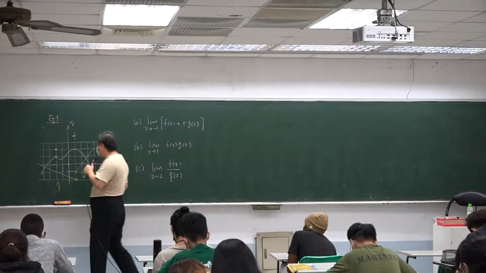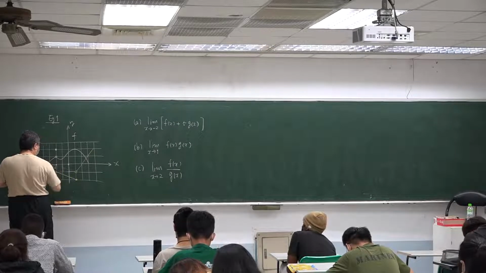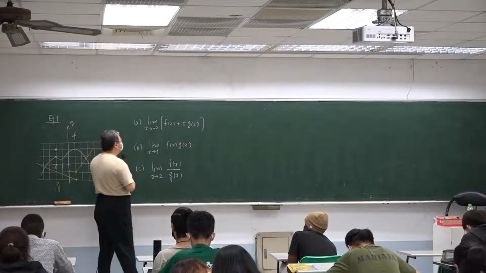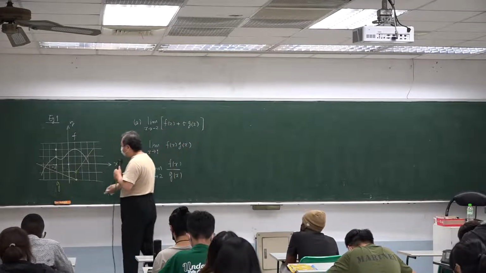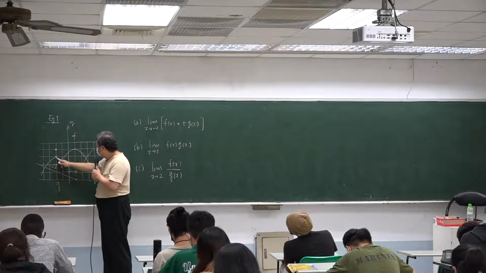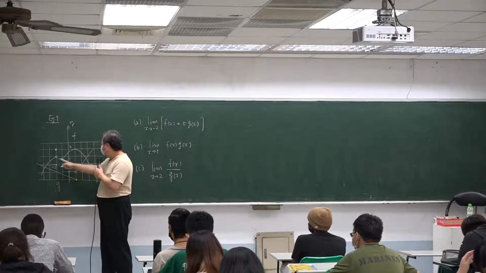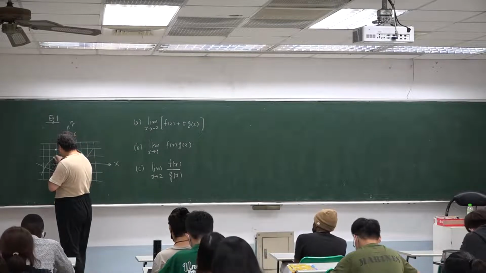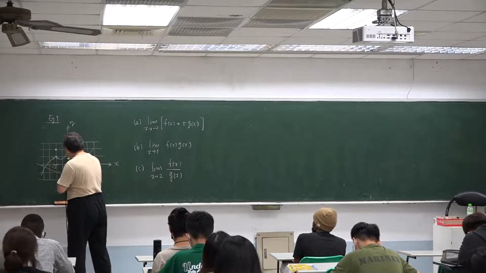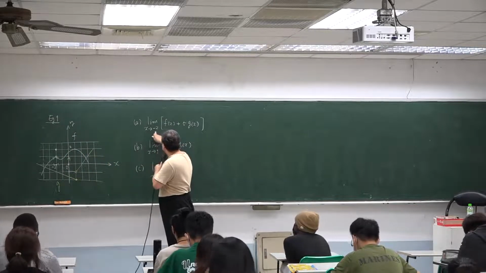X approaches -2. -2 is here. Okay, the limit of the function f at -2. 0, this is 1, this is 2, -2, -2, okay. Approaches 1. So this limit exists at -2.